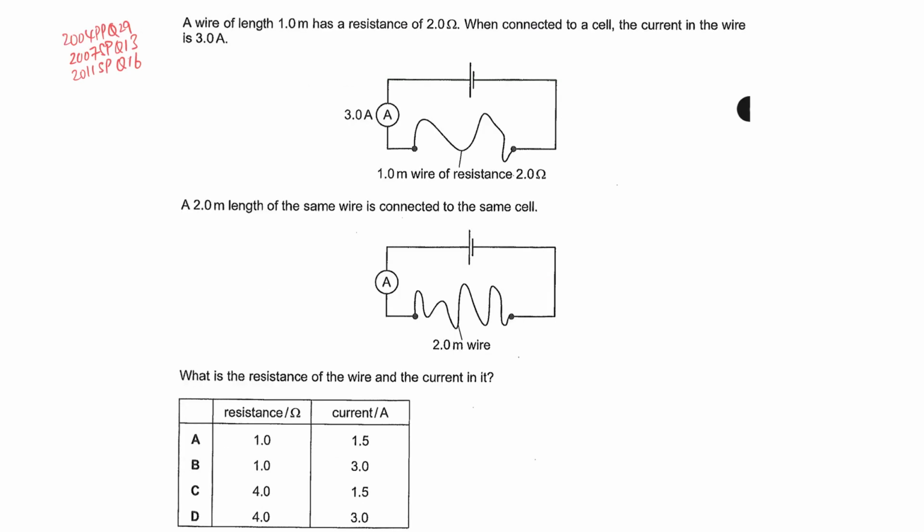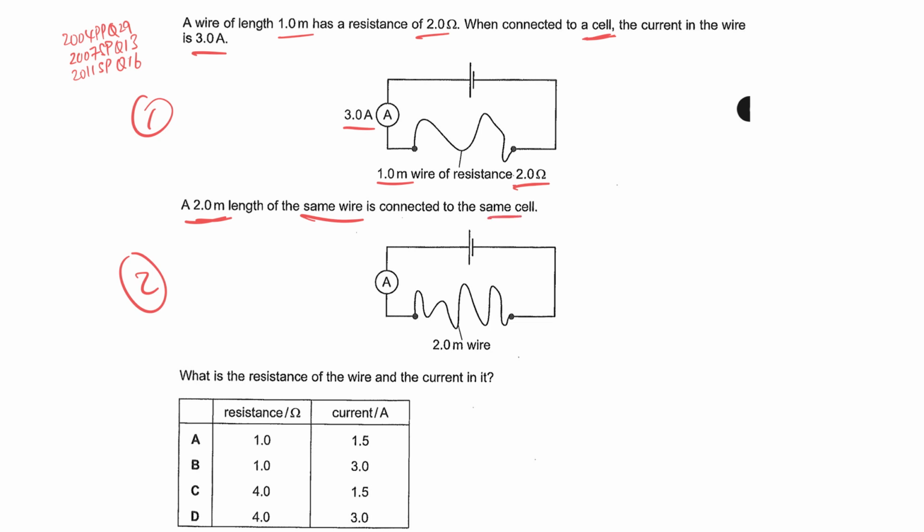In this question, you're given two scenarios, 1 and 2. For the first scenario, the wire is 1 meter long and the resistance is 2 ohms. When connected to a cell, and the EMF remains the same, the current in the wire is 3.0 ampere. Now the second scenario is the same wire, that means same material, but instead of 1 meter, it is 2 meters, and it's the same cell.